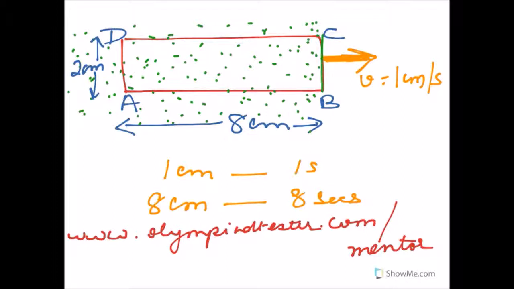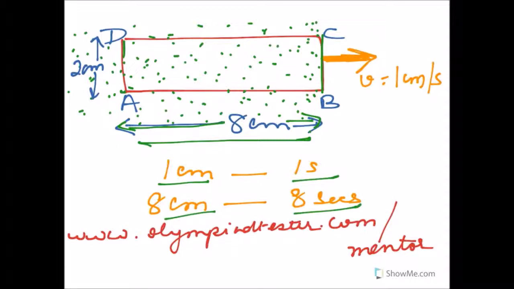And again we see that EMF starts getting induced as soon as the arm BC of the loop starts leaving the magnetic field and lasts till the arm AD leaves the magnetic field. So it will last till this loop covers a distance of 8 centimeter. So 1 centimeter is covered in 1 second, 8 centimeters covered in 8 seconds. So EMF will last for 8 seconds in this case.